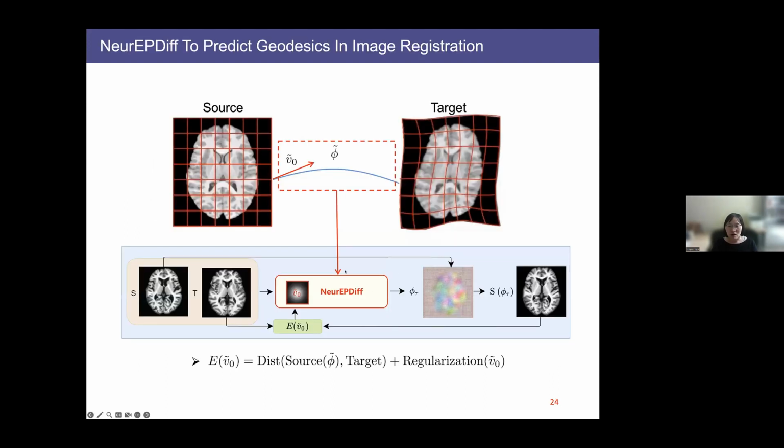And all this neural operator we designed here, we then put into the context of image registration. Given the source and target images, and with the neural APDIF that we designed, we can output the deformations. And you can use this neural APDIF in optimization-based registration or deep learning-based registration.